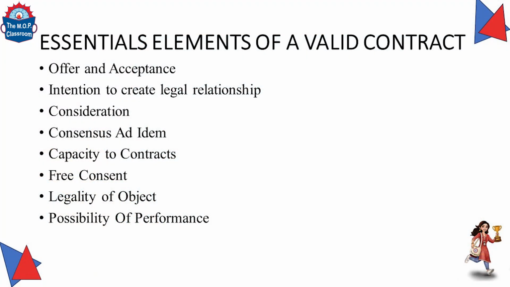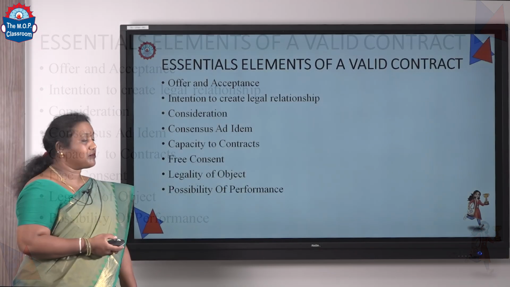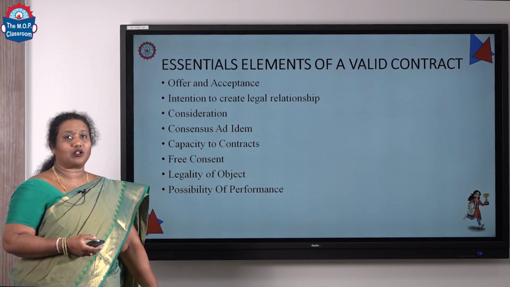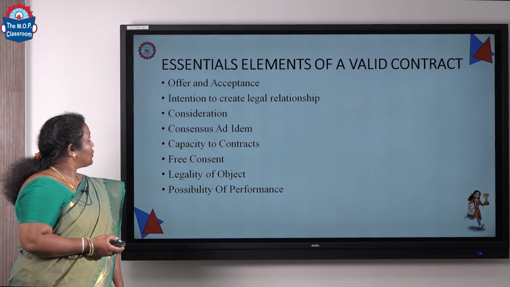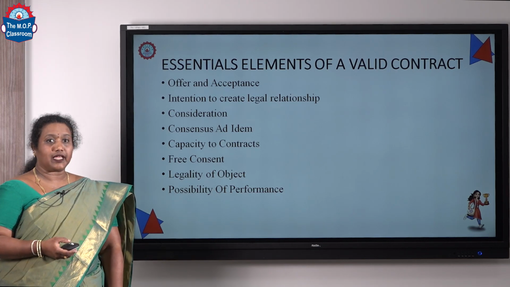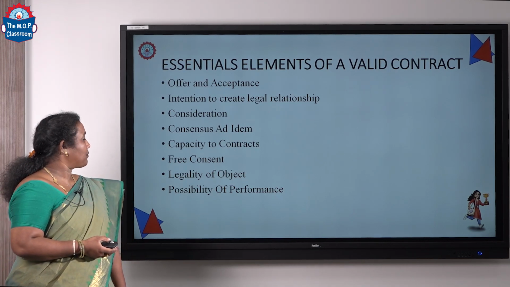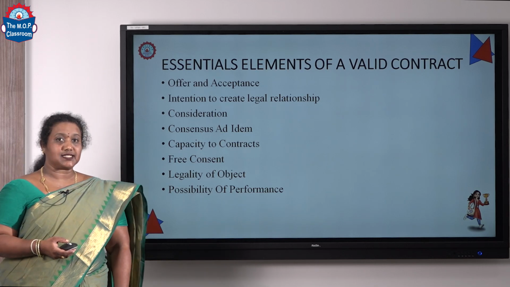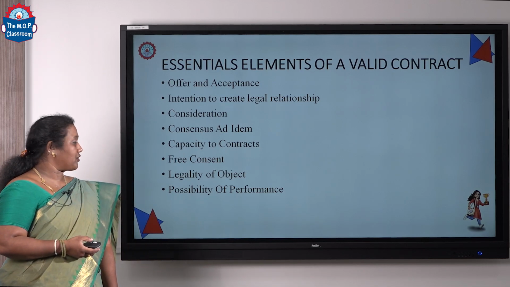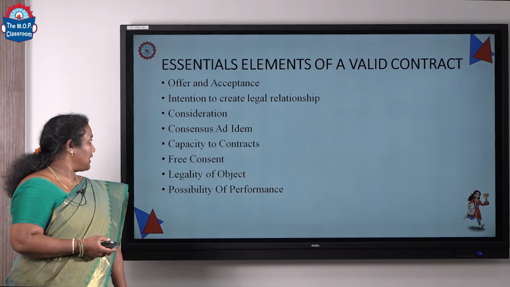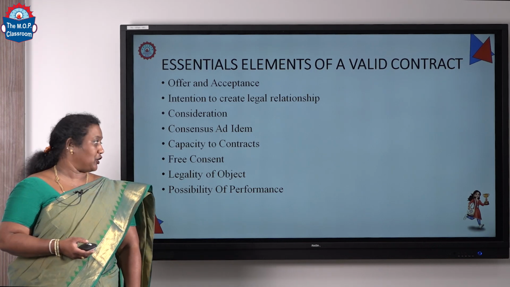Now let's see the essential elements of a valid contract. These are all the essential elements. In this session, we are going to see all of these in brief. Number one, offer and acceptance; intention to create legal relationship; consideration; consensus ad idem; capacity to contract; free consent; legality of object; possibility of performance.